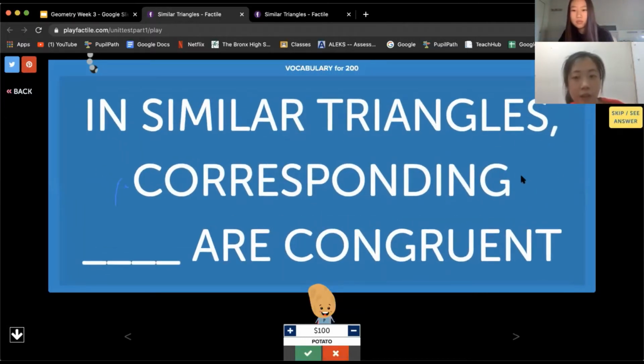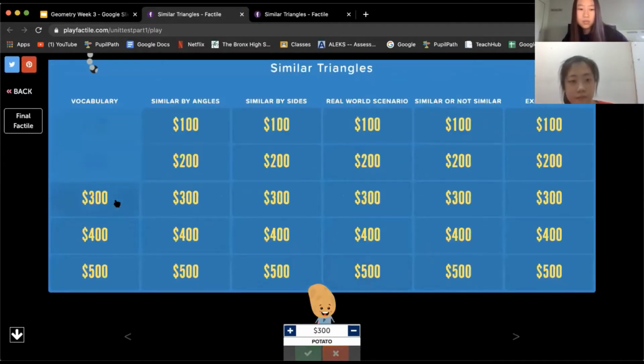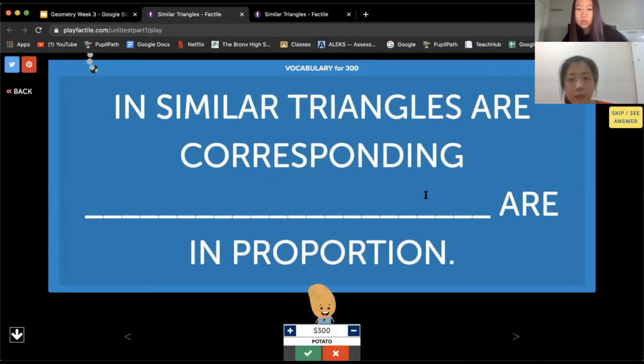In similar triangles, corresponding sides are blank, corresponding blank are congruent. So in similar triangles, corresponding angles are congruent. In similar triangles, our corresponding blank are in proportion. So in similar triangles, the sides are in proportion.